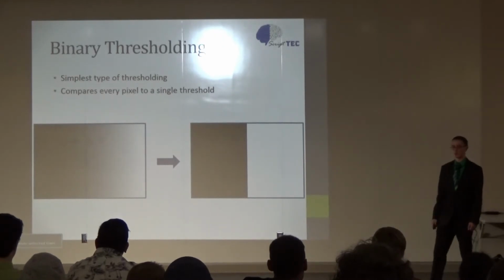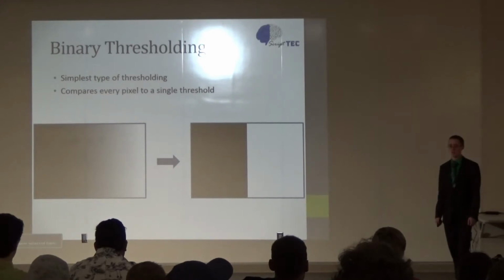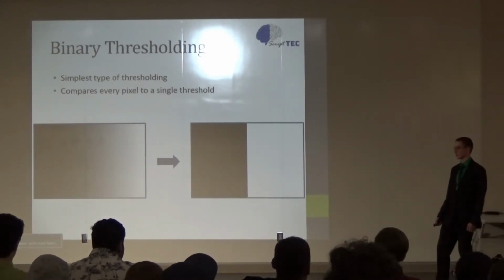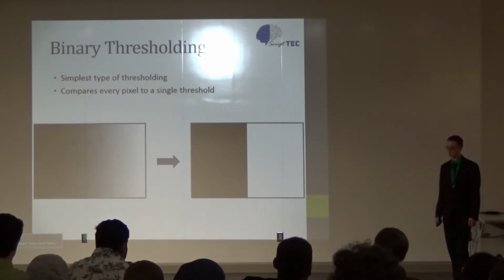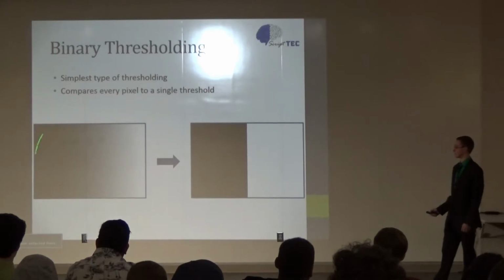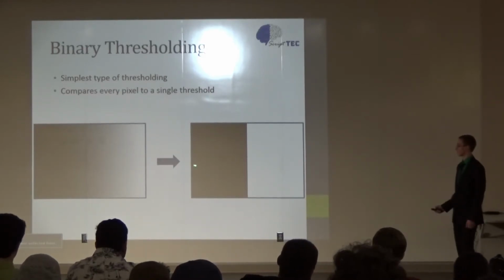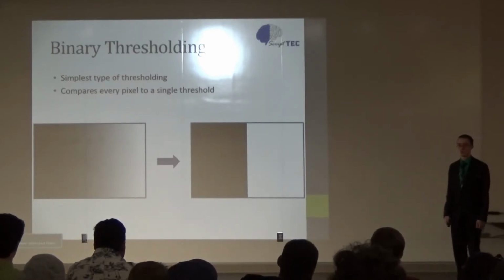So the simplest kind of thresholding is called the binary threshold. This is where you just take a grayscale image and compare each pixel to a certain value. If the pixel is darker than that value, it becomes solid black. And if it's lighter than that value, it becomes solid white. So for example, with this image, if the threshold was right in the middle, everything to the left of it, which is darker, becomes black, and everything to the right of it, which is lighter, becomes white.